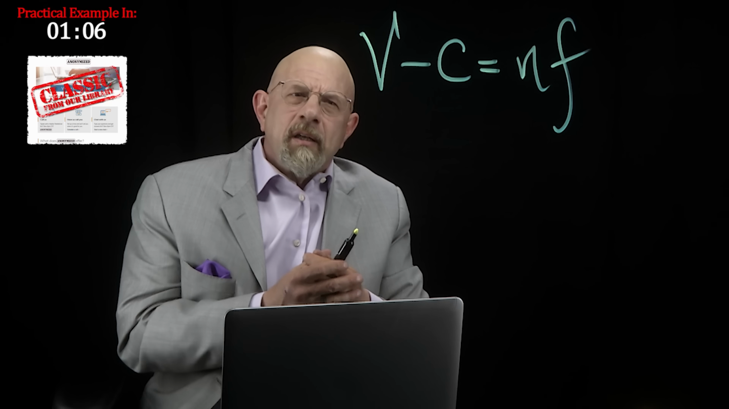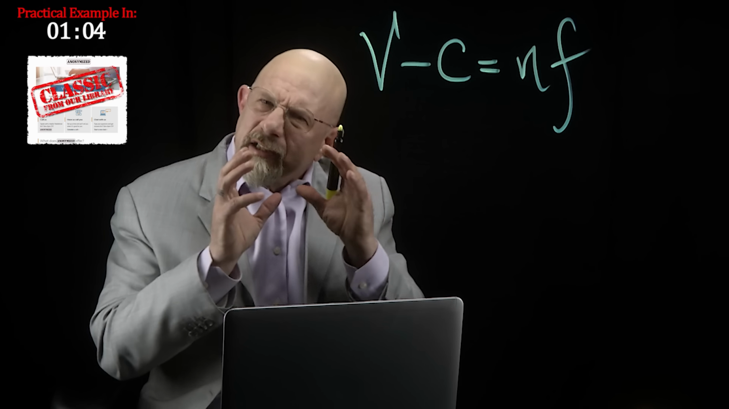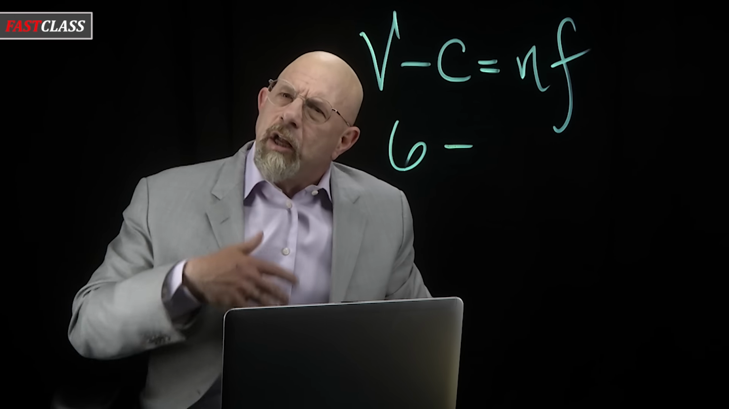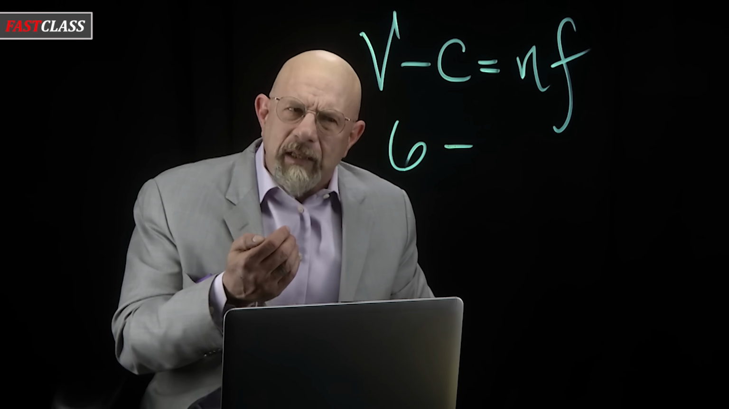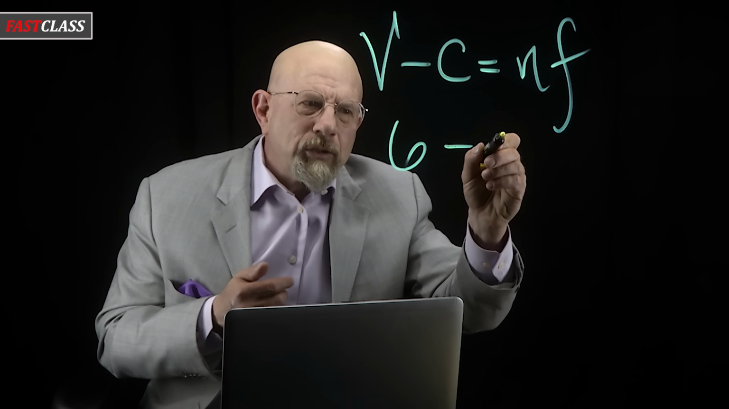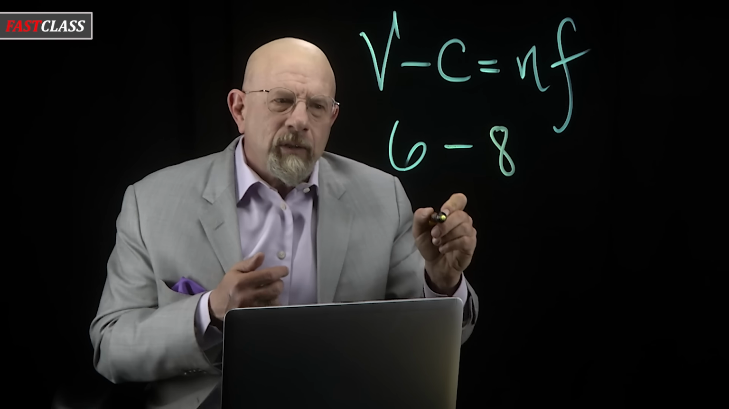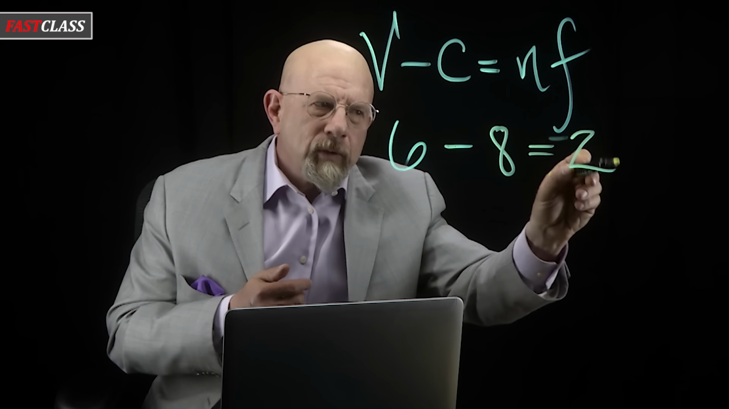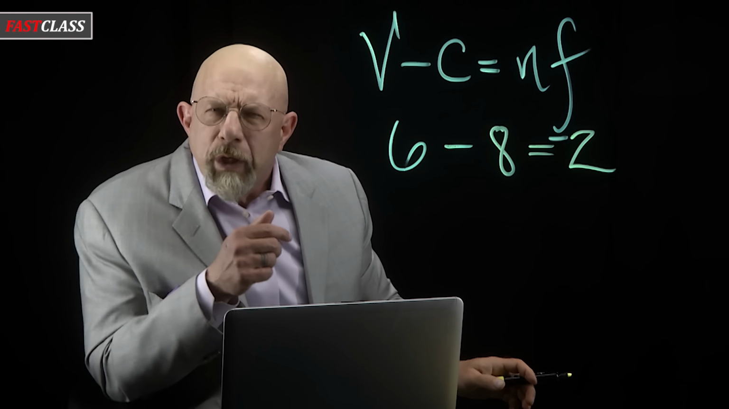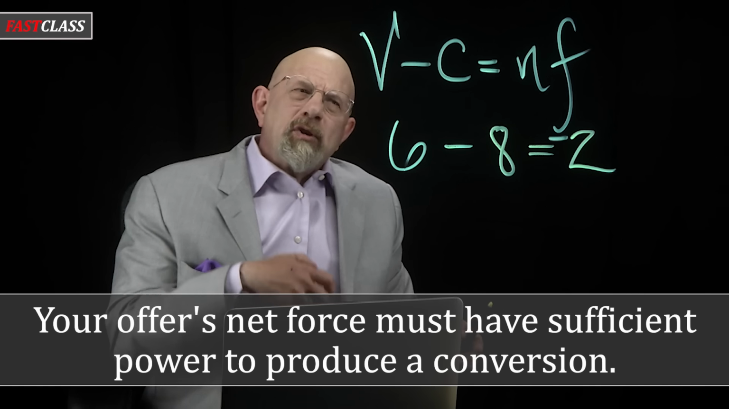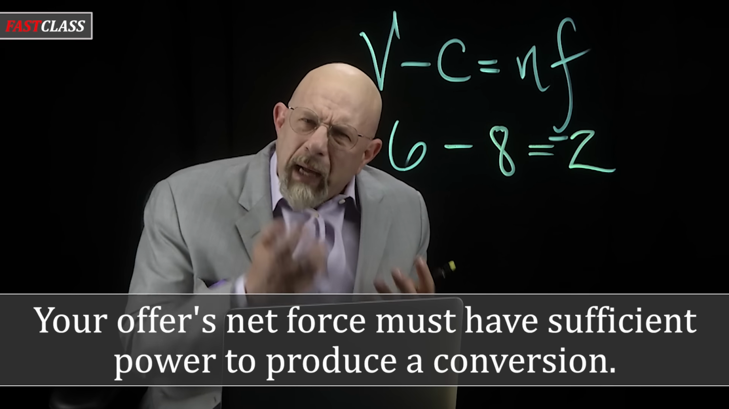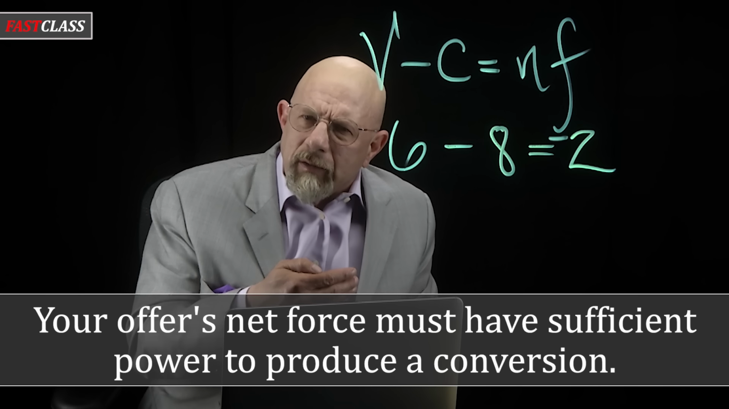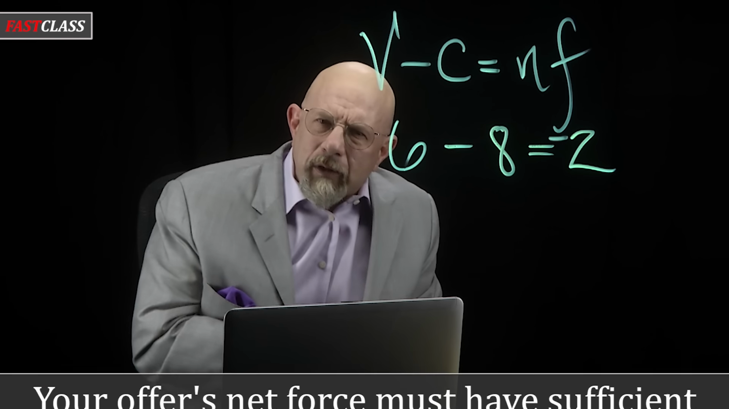Think of it like this. If you write a really good offer, and let's suppose that on a scale of 1 to 10, it's a 6. But the combination of friction and anxiety is the equivalent to a -8. What is 6 minus 8? Well, it is -2. And when this happens, we are in trouble. Our offer's net force doesn't have the power to produce conversion unless someone is especially motivated, which is another heuristic we'll teach later in this program.